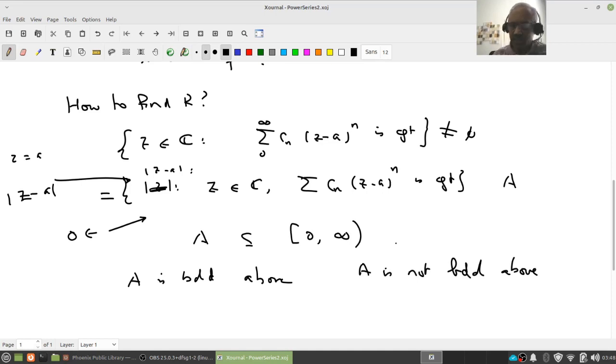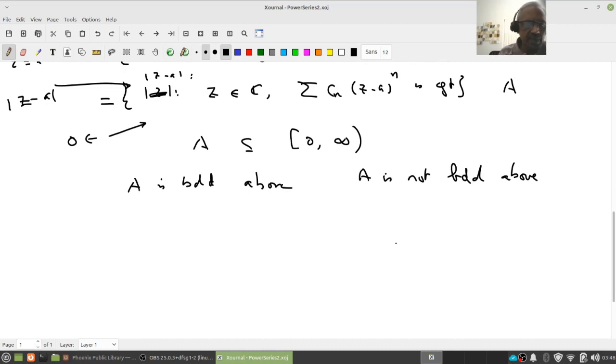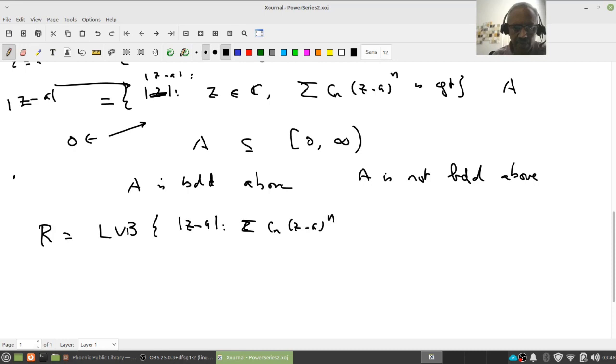Suppose A is bounded above. Since it's non-empty, I can let R be the LUB of this set, the set of mod z minus a such that summation Cn (z minus a) to the power n is convergent.